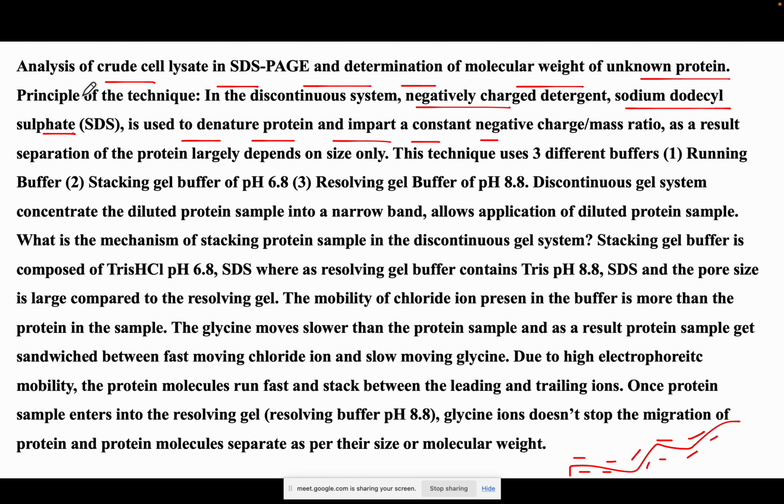As a result, the separation of the protein largely depends on size only. This technique uses three different buffers. While doing the experiment, you need to know whatever buffers you are using, why you are using every constituent, and why the pH is that. In SDS-PAGE you are applying similar charge, so the resolving will depend only on molecular weight. This technique uses three different buffers: one is running buffer, another is stacking buffer, and another is resolving gel buffer.